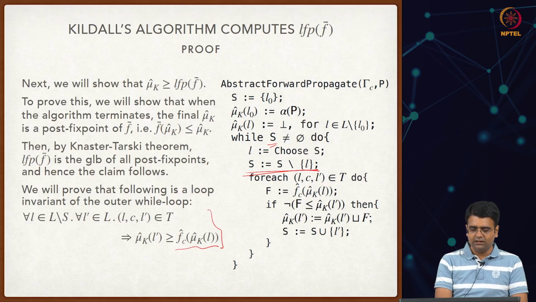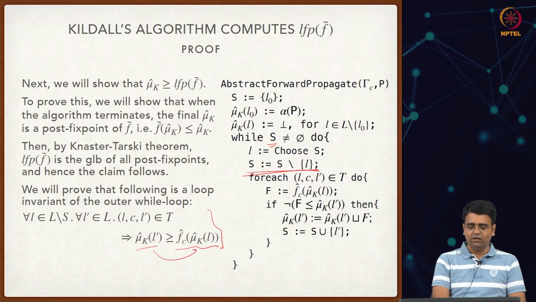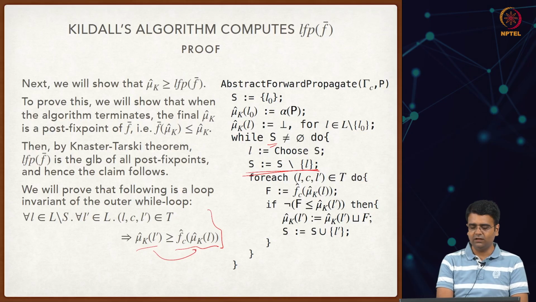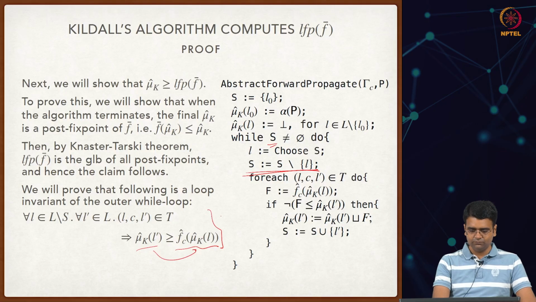Okay. So this mu hat k at L prime is considering the effect of all the, so essentially for every successor L prime, this mu hat k at L prime considers the effect of mu hat k of L. Okay. So we want to show that this is a loop invariant.